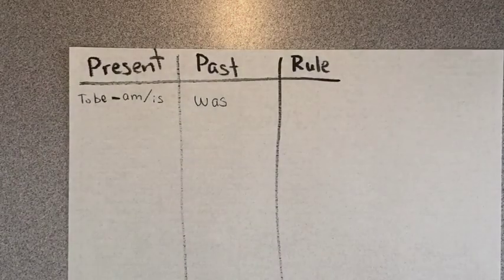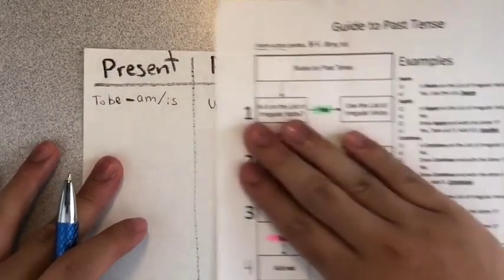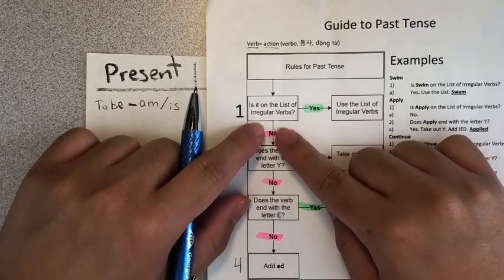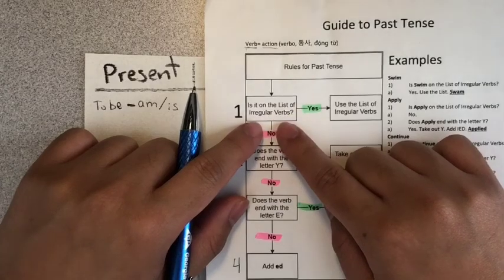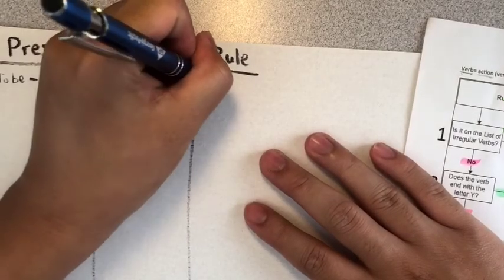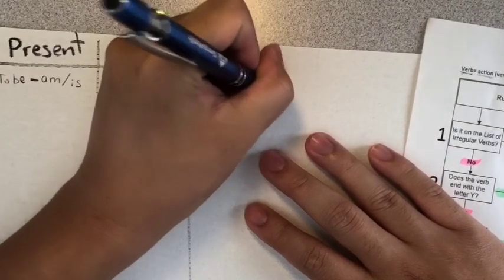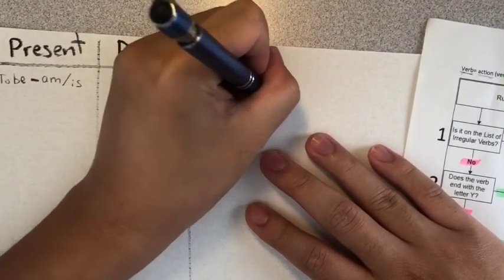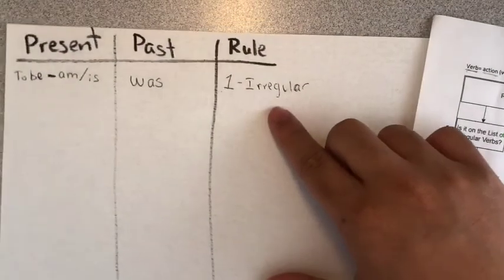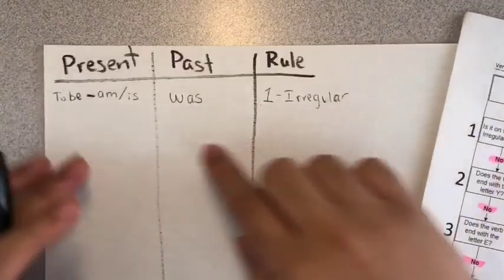When we talk about the weather, we use it is or it was. The rule we use for to be is rule number 1. Number 1 is, is the verb irregular? Is the verb on the list of irregular verbs? Yes. So this is rule 1, irregular. This marker doesn't work. So, an irregular verb means there's no rule for it. You just need to remember the words.